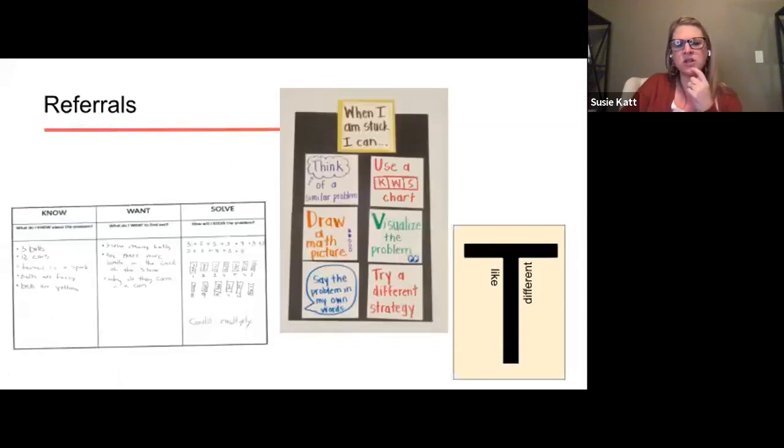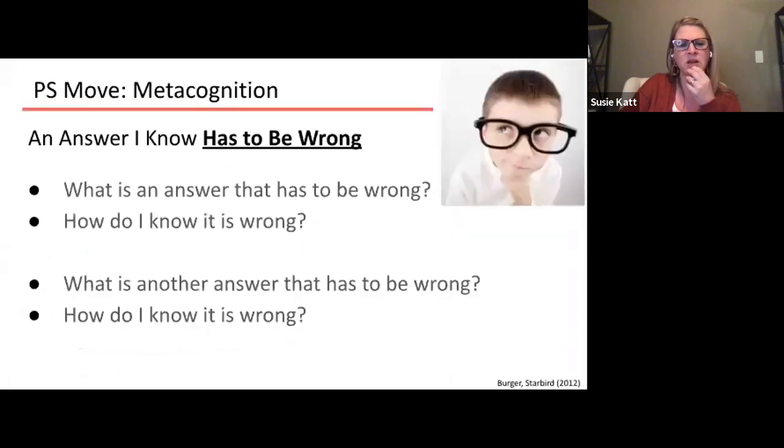Another way is this whole idea of referrals, referring students to a chart or having them use a graphic organizer. Here is an example of a really simplistic one: how is this like a problem you've done before, and how is it different? Sometimes kids just need to think a little bit differently or change course in their thinking to get jump started and get back on track.